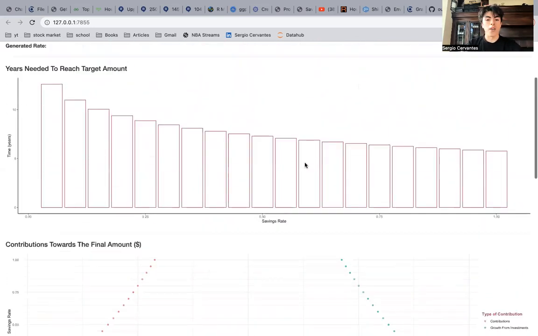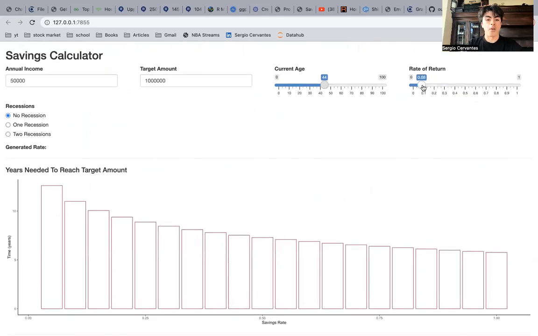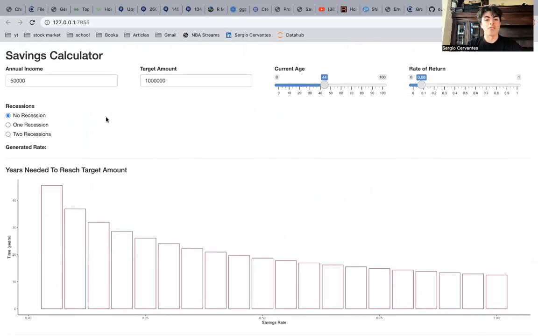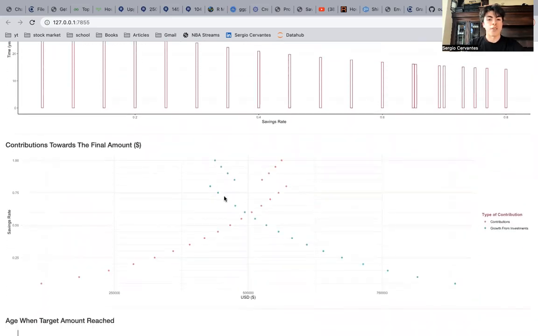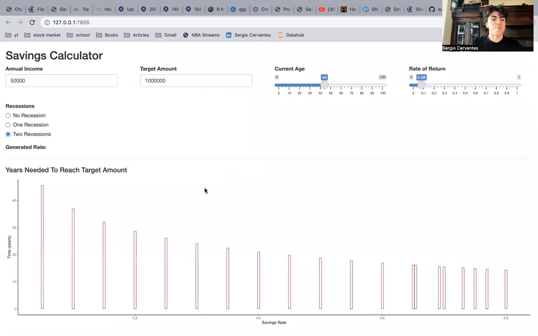And just for a little fun, I made an arbitrary recession widget that basically just divides the savings rate at a random point by some arbitrary number. This also shows the relationship of how the scatter plot and the savings rate interact. As when the savings rate decreases, as shown by here, you see a shift outwards. This strengthens the idea that the proportion of the target amount attributed to the investment growth increases as the savings rate decreases.